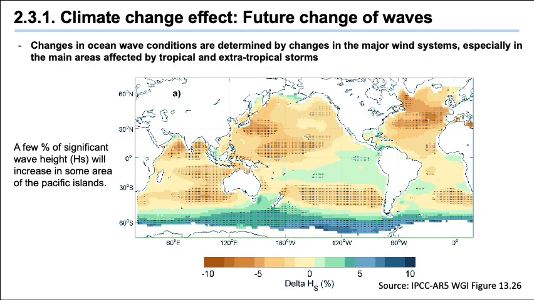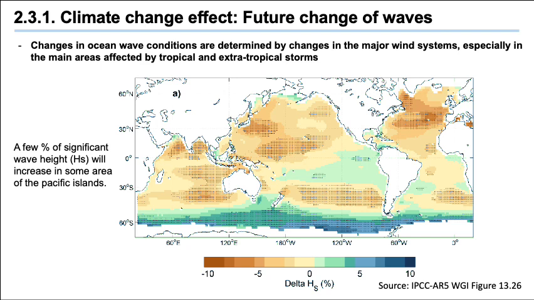I'd like to explain the future change of waves. The changes in ocean wave conditions are determined by changes in the major wind system, especially in the main areas affected by tropical and extratropical storms. The figure shows the ensemble projected changes of annual mean significant wave height under the A2 scenario.